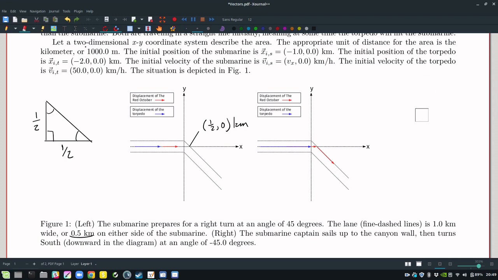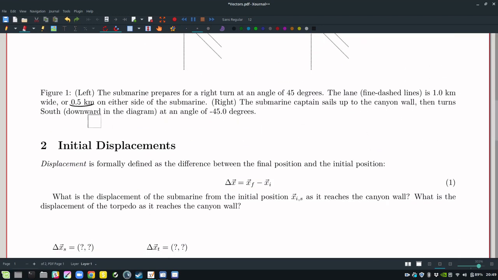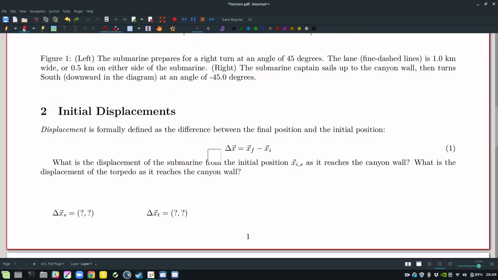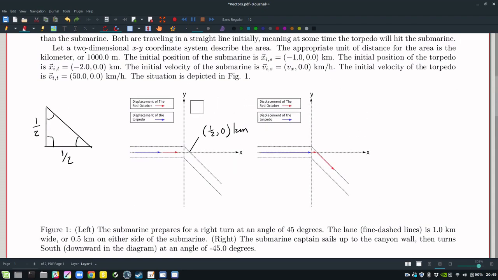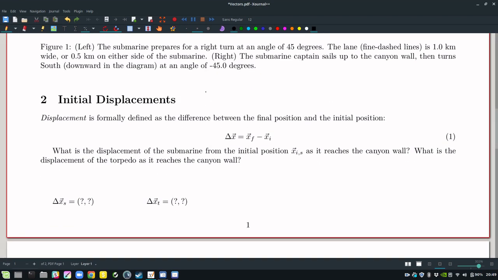So the question is, first, write down the displacement of the submarine from the initial position as it reaches the canyon wall, and the displacement of the torpedo as it reaches the canyon wall. What is displacement? The difference between the final and initial positions. So the final position for both this torpedo and the submarine is going to be 1/2 in the x direction and then 0 in the y direction, but they have different initial positions. So let's do the example of the submarine.